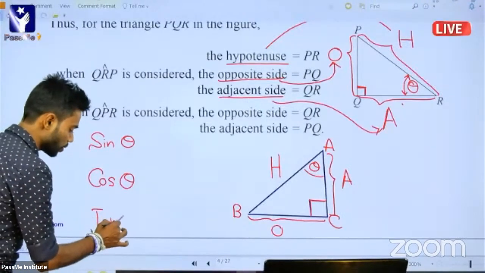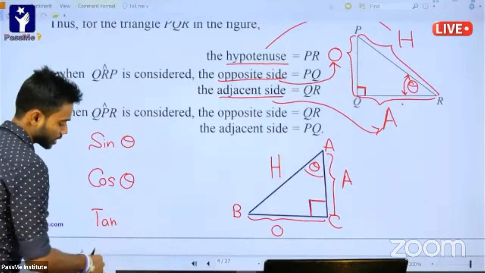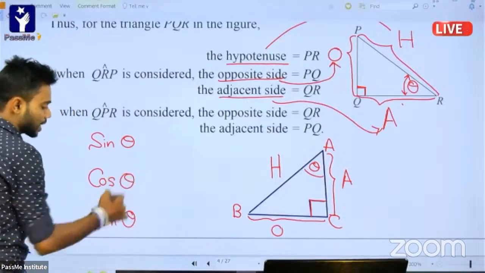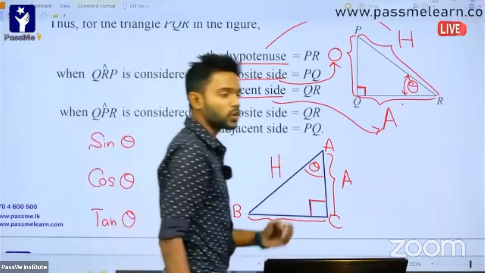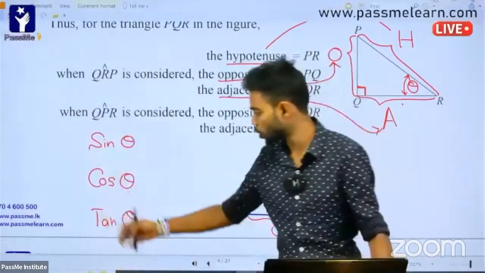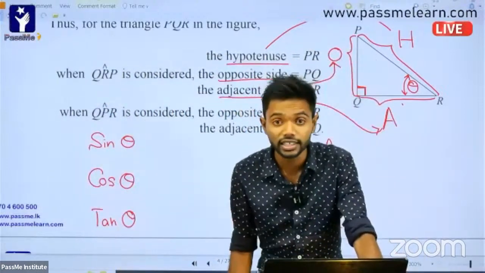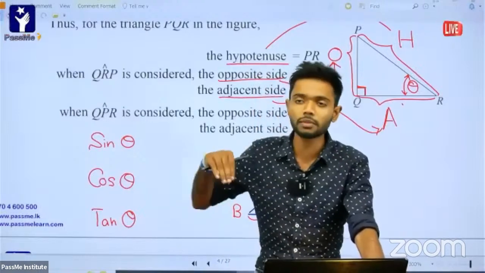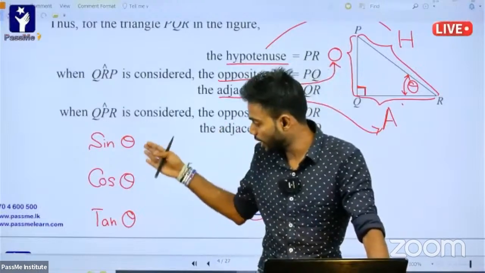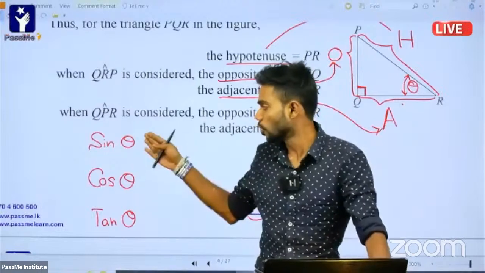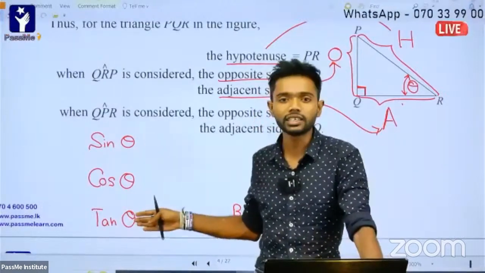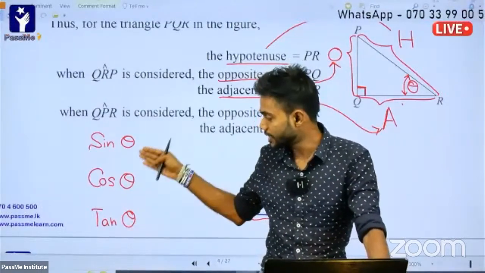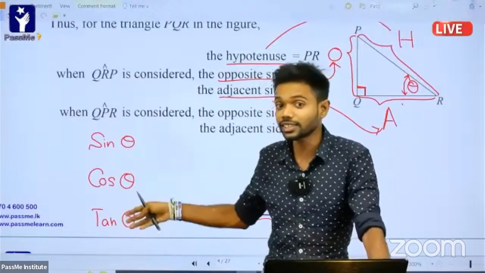So usually we will take it as tan. Sin theta, cos theta and tan theta. Those are the 3 trigonometry ratios you are required to learn under the O-level syllabus. But when it comes to the A-level, other than sin, cos, tan, you have to learn cosec, sec and cot. Cosec, sec and cot, other than sin, cos, tan.